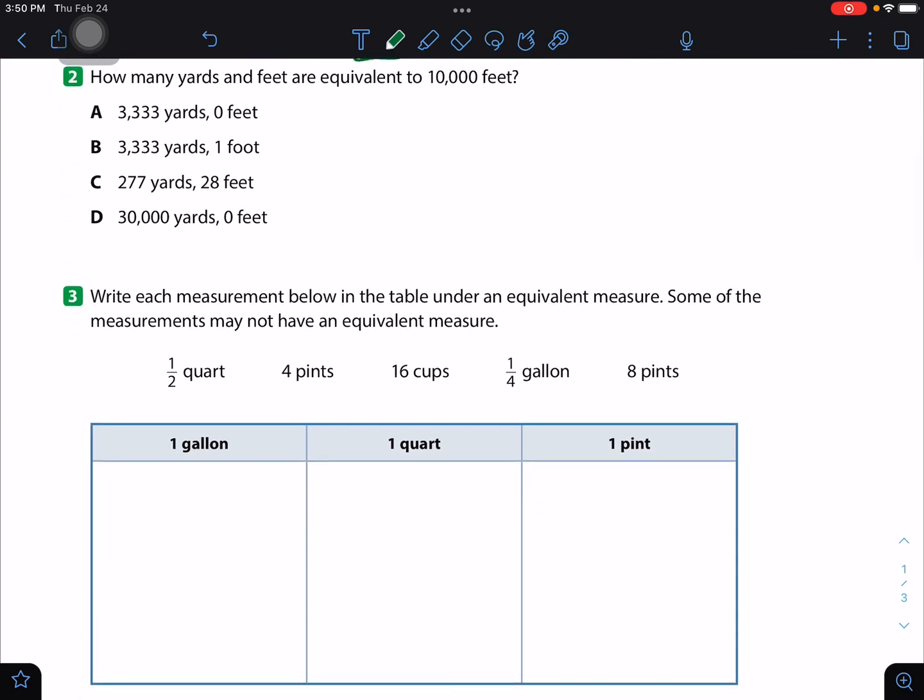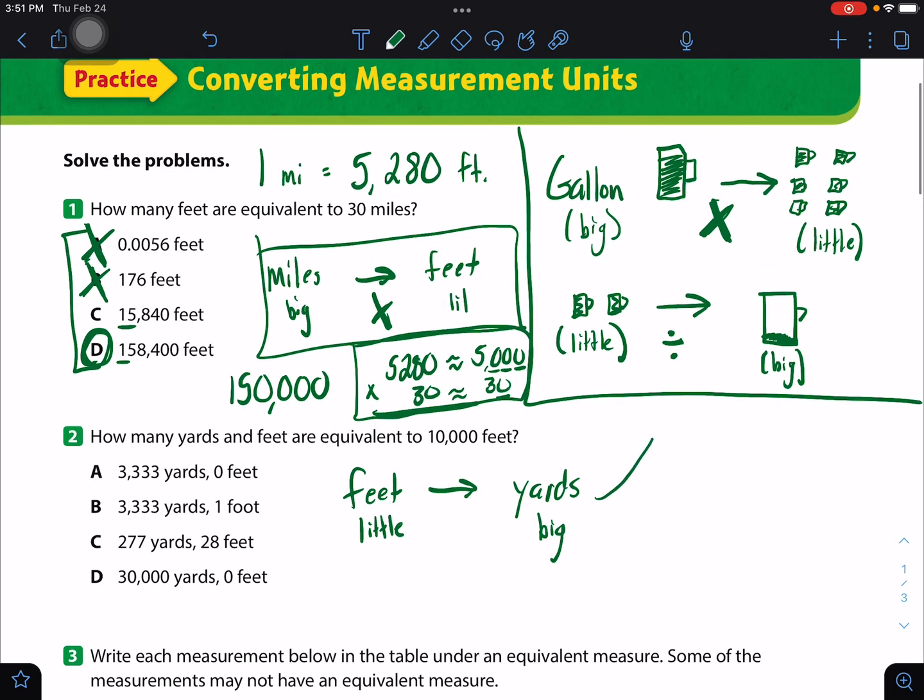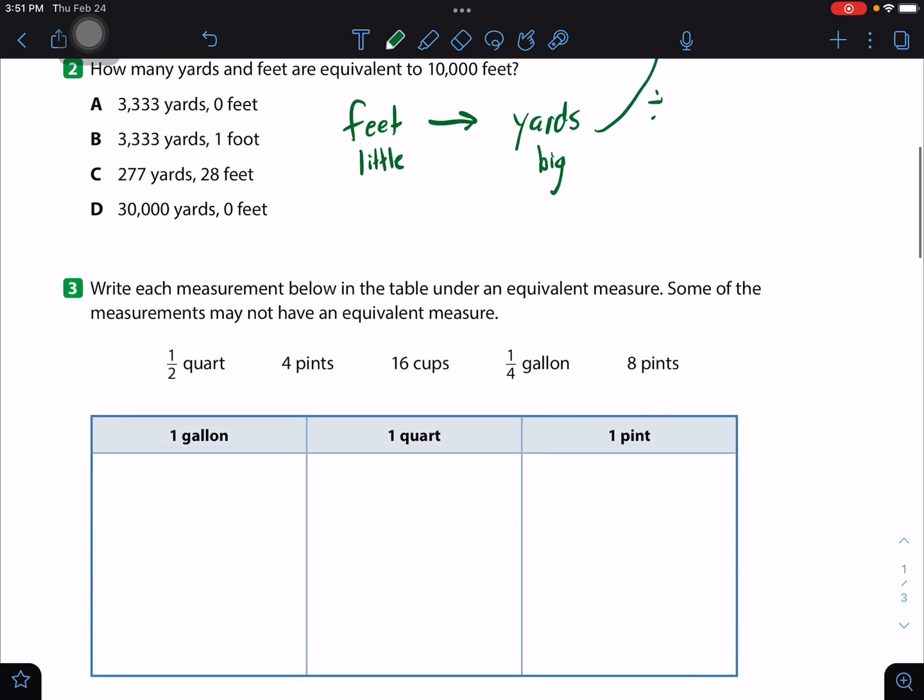How many yards and feet are equivalent to 10,000 feet? So this time I'm going from feet and I'm moving to yards. So first question you ask yourself, big to little or little to big? Well, I know a foot is smaller than a yard. So I'm going from little to big. And if I remember, when I go from little to big, I need to do division. So if I take what I know on my reference sheet, 1 foot is equal to 3 yards. I need to take 10,000 and divide it by 3.